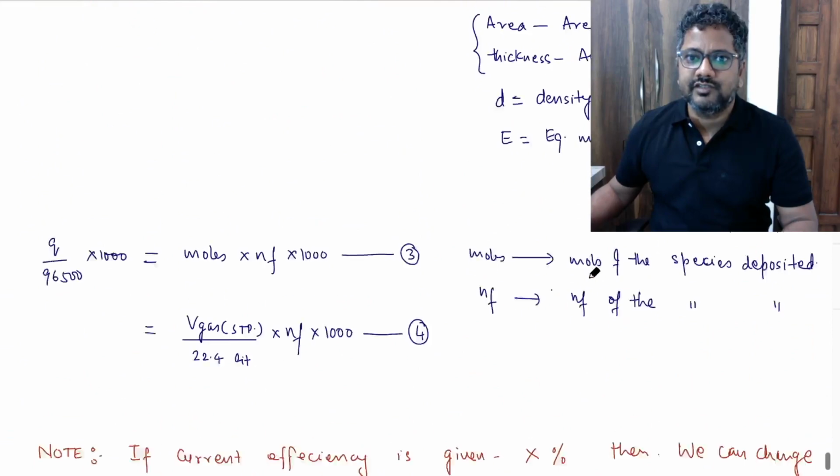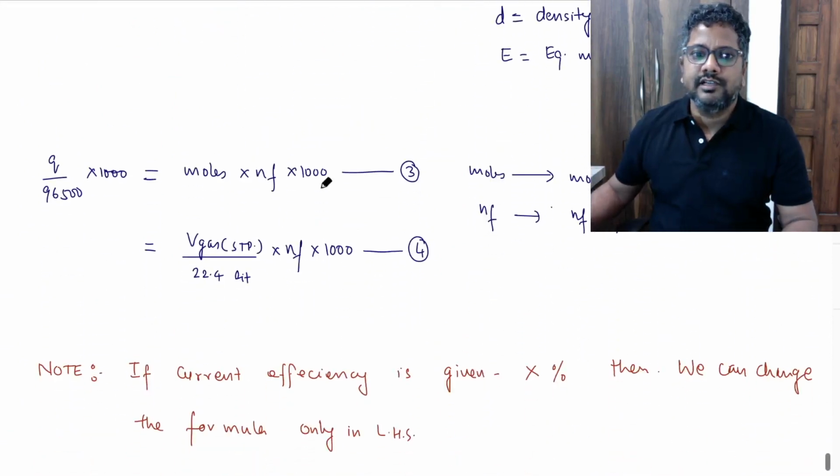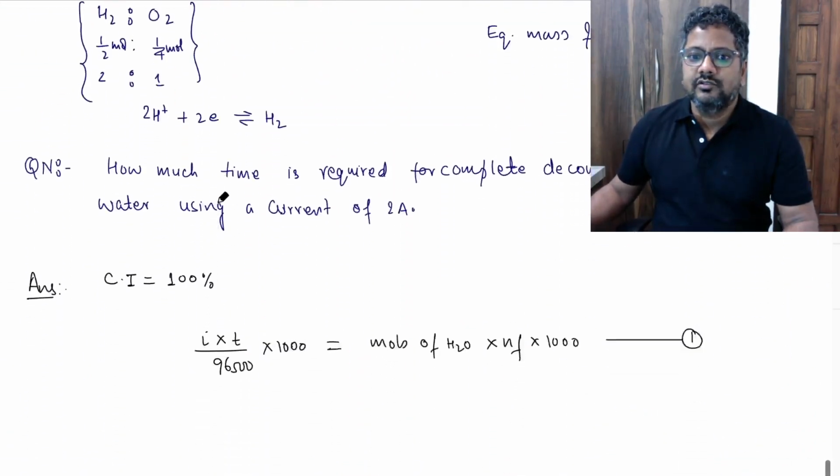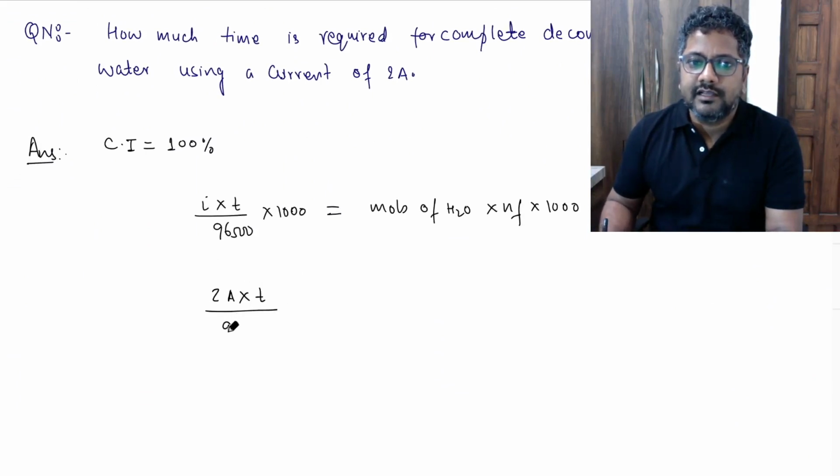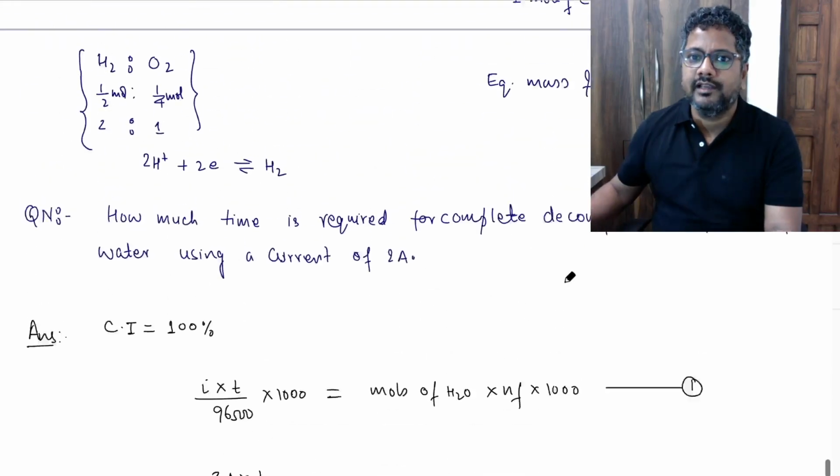See this formula I am using. Moles into n factor into 1000 equals Q by 96500 into 1000, right? So here current 2 ampere into time T by 96500 into 1000 is equal to moles of water. They have given 2 moles of water into n factor for water, which is 2, into 1000. See how the n factor is 2?